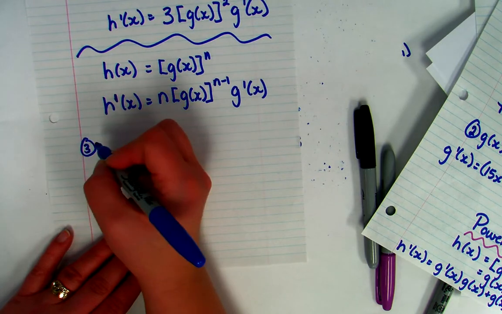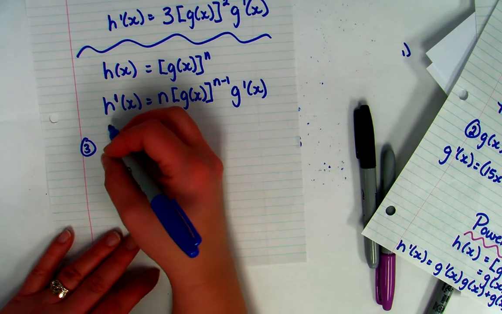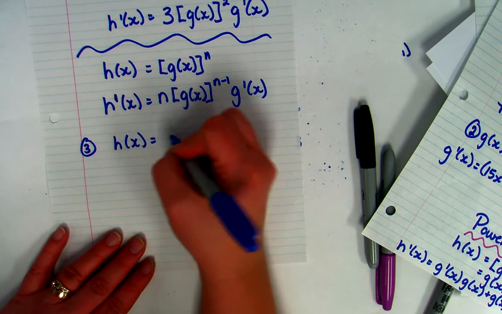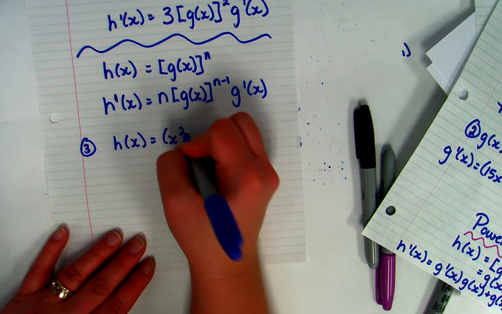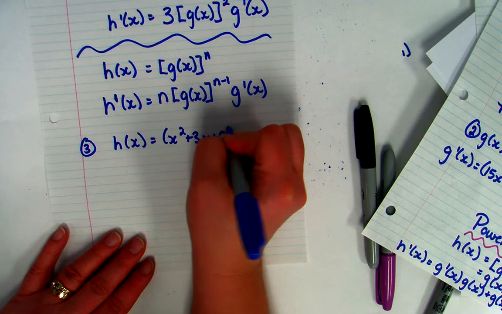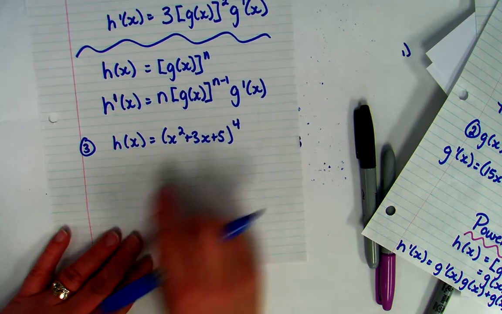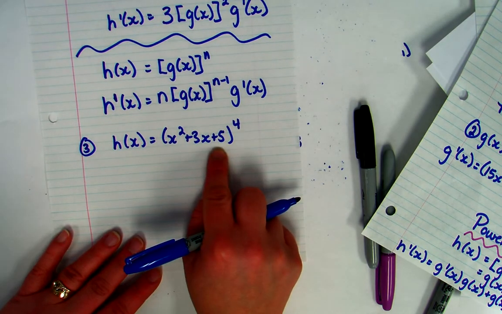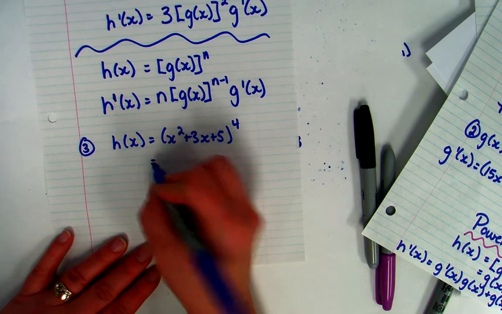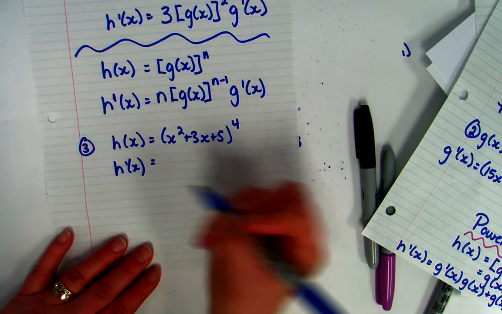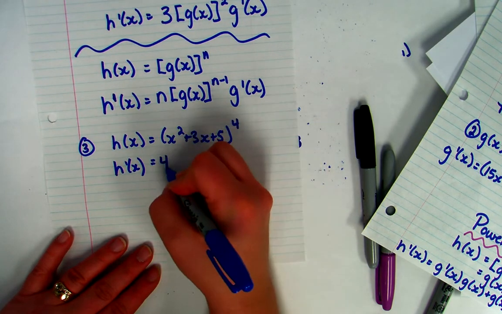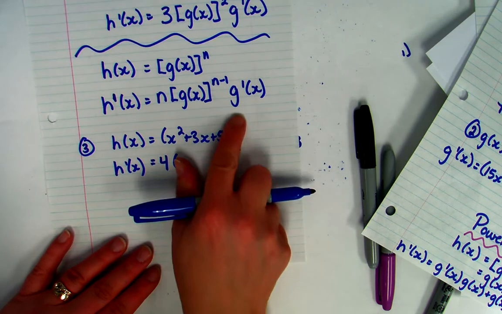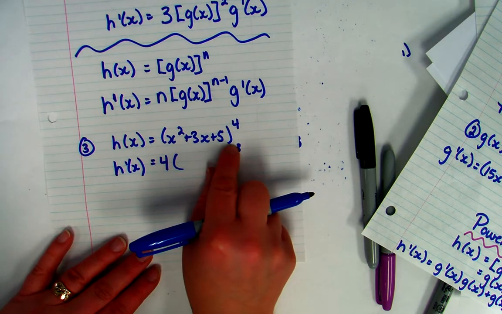This is actually example 3. So if I have h of x equal to x squared plus 3x plus 5 to the exponent 4. I guess if you really wanted to, you could write this bracket out 4 times and expand it, but that would be a little crazy. If I apply power rule, the 4 comes down and then goes to a 3. So the exponent comes down in front, drops down 1.